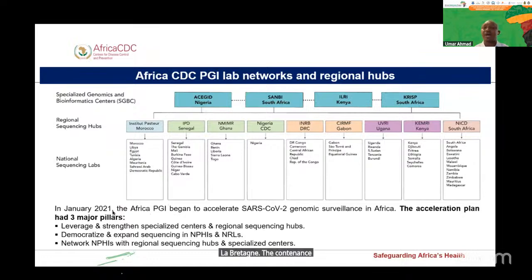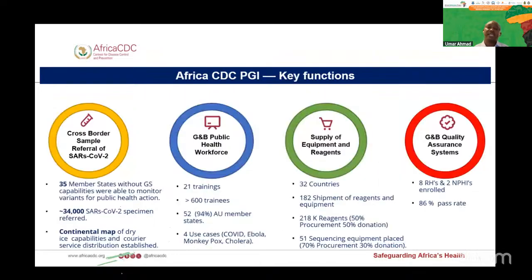And in 2021, the Africa PGI, the Pathogen Genomics Initiative, really accelerated the genomic sequencing of SARS-CoV-2 in Africa. And that accelerated three major key pillars: specialized centers and regional hubs, as you see. We also democratize and expand sequencing in national reference labs, as well as national public health institutions, and we network across the continent with regional hubs and specialized centers. So what PGI basically does, the function of PGI, is to support the cross-border sample referral system. Initially, it started with SARS-CoV-2, and now we have increased it beyond SARS-CoV-2, including other use cases.